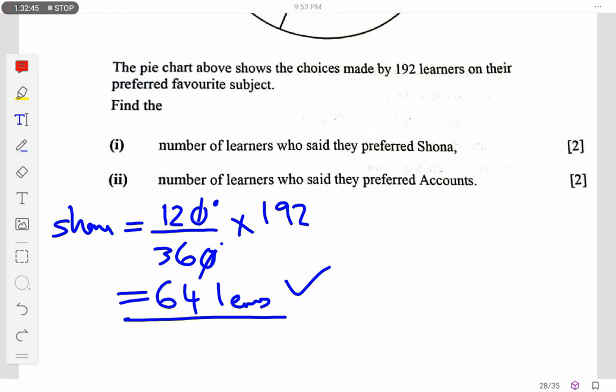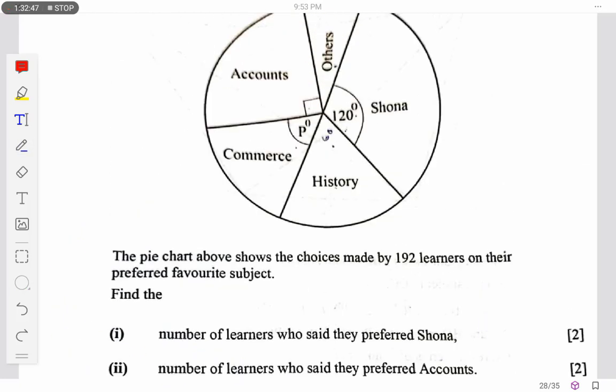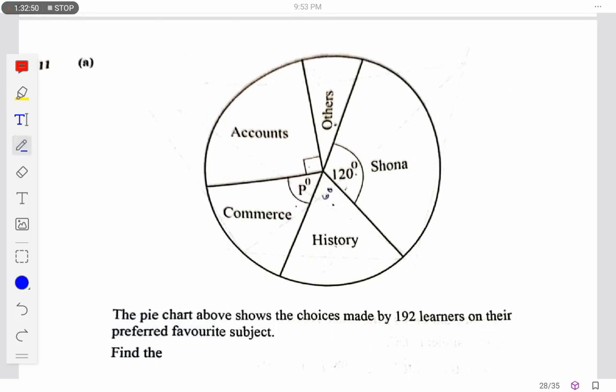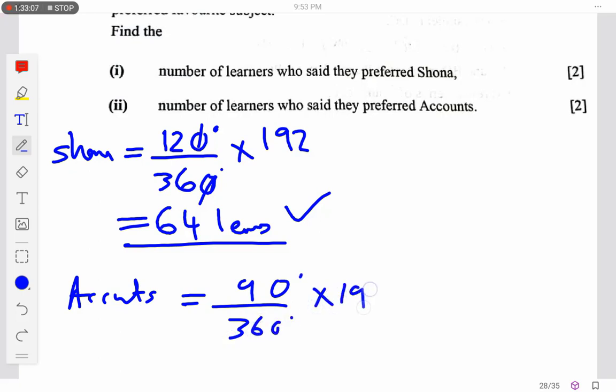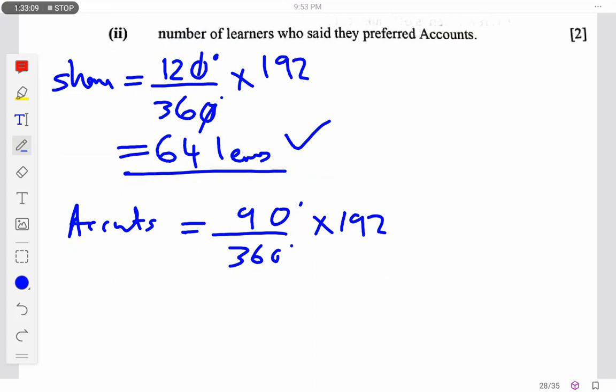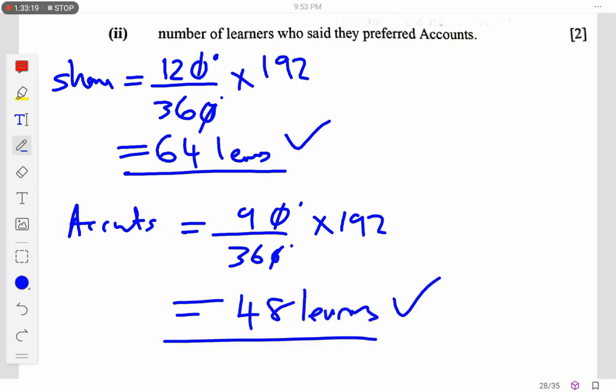Then the number who said they preferred accounts. For the accounts, you find out this point here is 90 degrees. So we can do the same as we did for the Shona people. For the accounts, we can say it's 90 over 360 degrees again, times 192 learners. When we do this, we can divide the 0s there, and I multiply. I'm getting my learners for accounts as 48 learners. Okay, so that is the answer there.